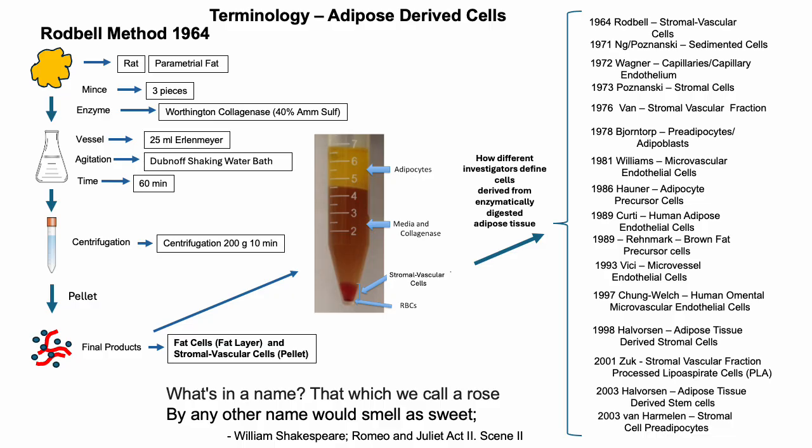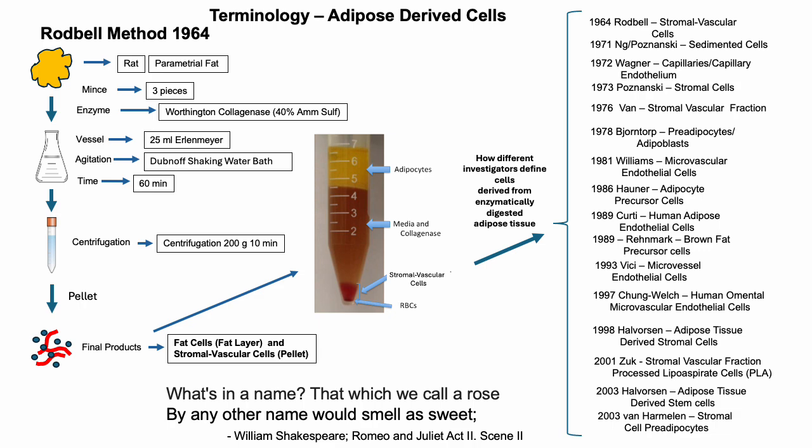Now, I talked about this in a previous slide, but I'll show this slide again. This is the variability in the terminology used to describe the original pellet that results from what I call the Rodbell method of 1964. Collagenase digestion of fat, and then a centrifugation resulting in a pellet, which Marty Rodbell originally called the stromal vascular cell pellet. Since that time, now through 2025, there have been numerous investigations where this pellet of cells, the stromal vascular fraction, has been called many different things.